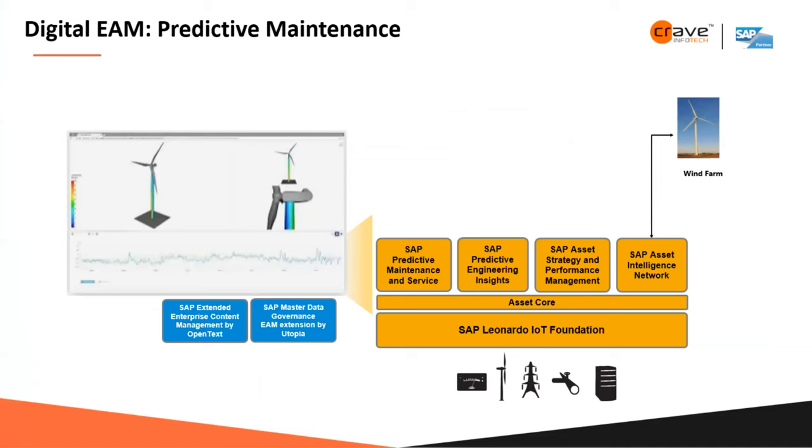Yeah, now we came to predictive maintenance. Predictive maintenance will be done on the wind farm or a wind turbine. There are different ways of doing predictive maintenance. SAP provides two different ways: one is the anomaly detection algorithm, another is failure detection.